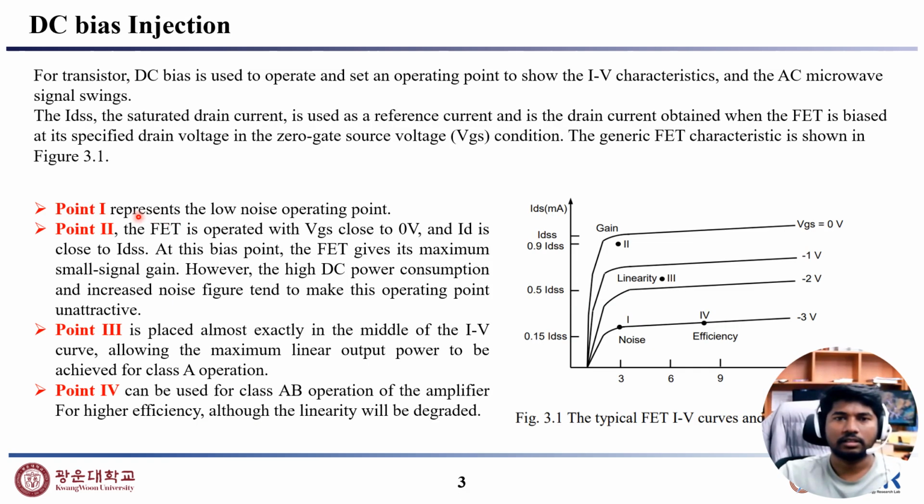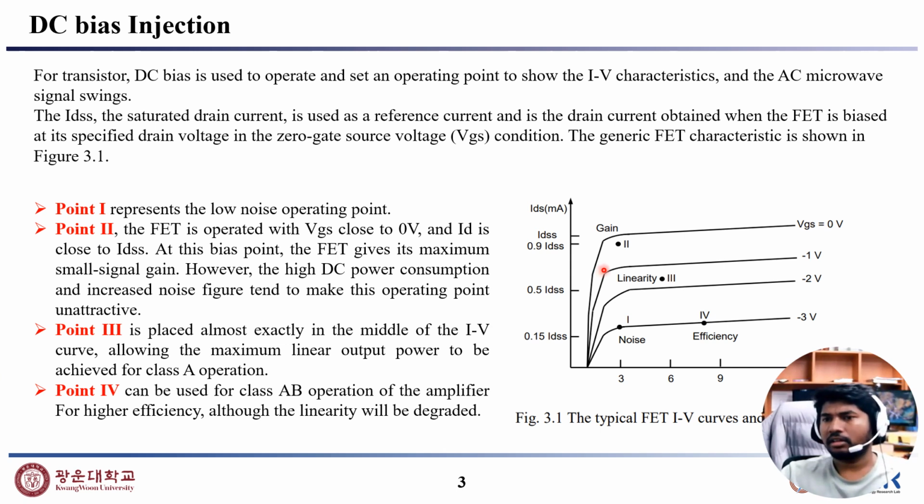So first, DC bias injection. So what is DC bias injection? Mainly for a transistor, DC bias is used to operate and set an operating point to show the IV characteristics and the AC microwave signal swings. The IDSS is the saturated drain current and is used as a reference current. It is the drain current obtained when the FET is biased at its specified drain voltage with zero gate voltage.